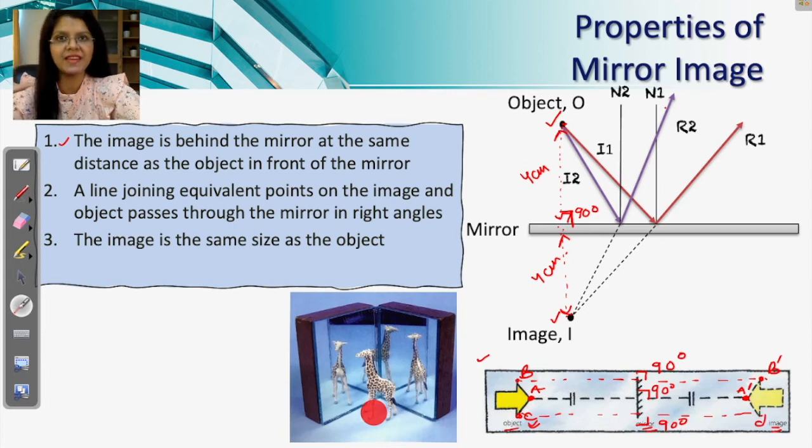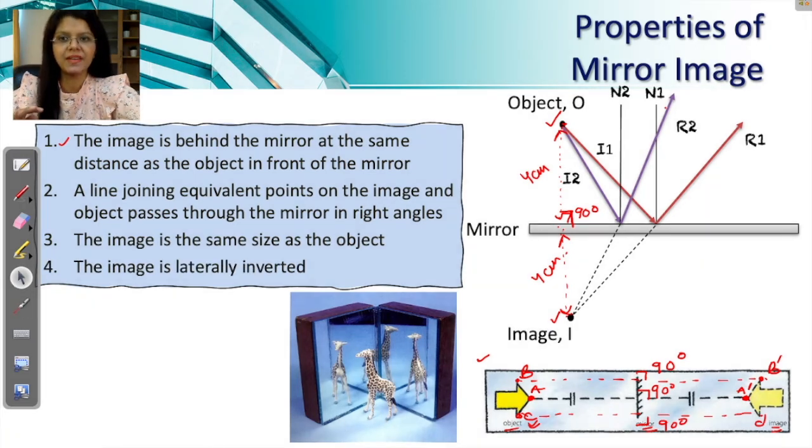If you see your face in the mirror, the dimensions of your face will be exactly the same as the dimensions of your image. And then the fourth property, the image is laterally inverted. Laterally inverted means, a very, very important point to understand, your right hand is the left hand of your image. Your left hand is the right hand of your image.